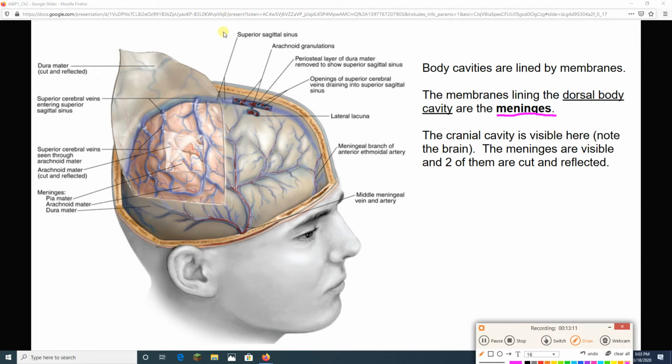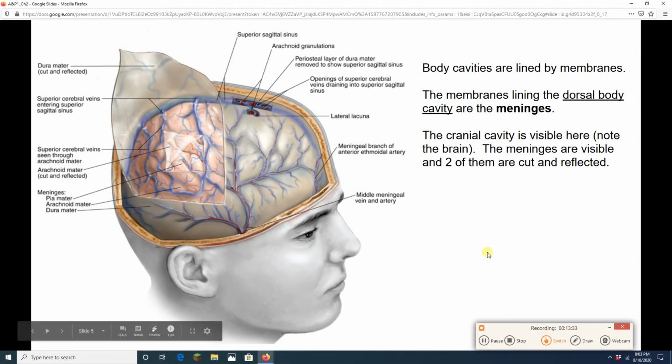We can actually see a couple of these membranes, these meninges. Later on this semester, we'll talk more about them and label them. The meninges anchor the brain and spinal cord and hold them in place. We don't want them bouncing around. All right. Let's go back to that ventral body cavity.